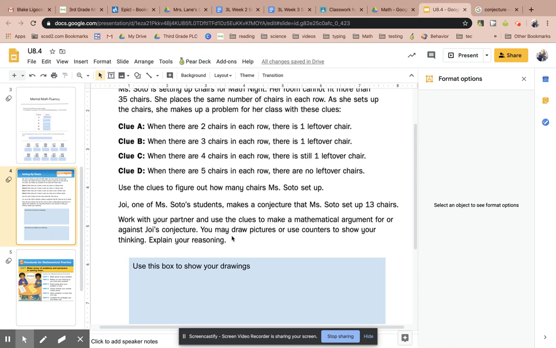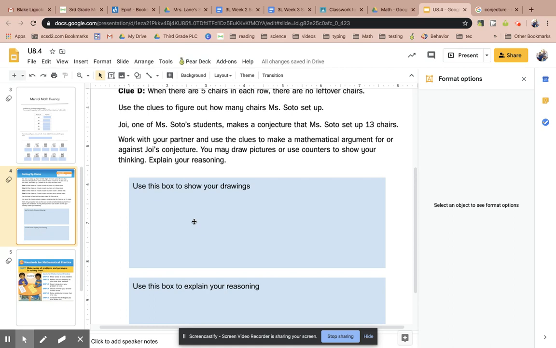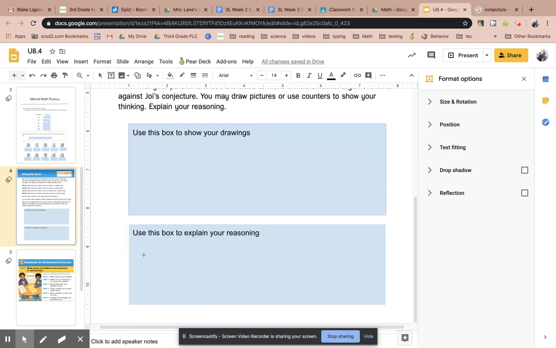Okay, so you can use pictures, drawings to show your thinking. So if you want to use this box to show your drawings, you can come in here and remember, find our scribble tool down here, and then we can draw in this box. Then use this box to explain your thinking.